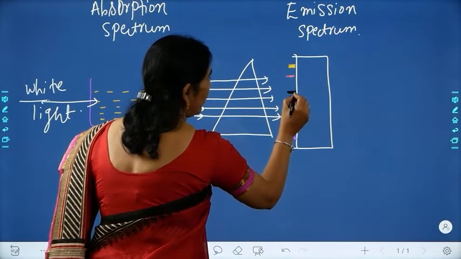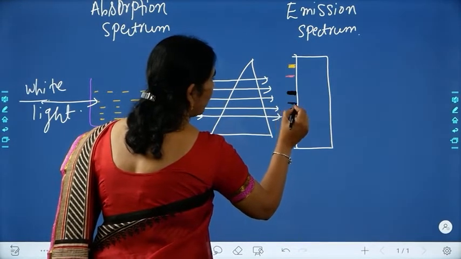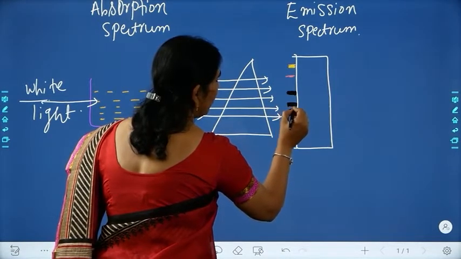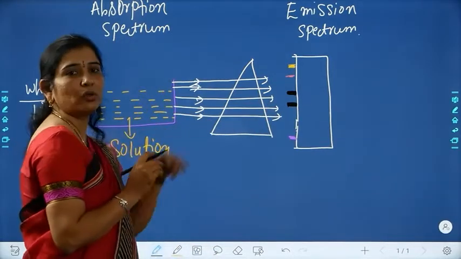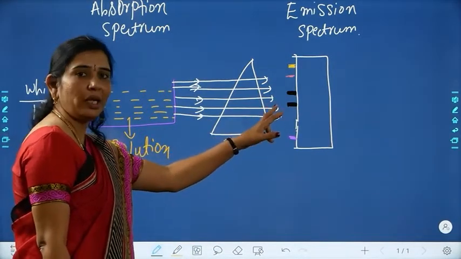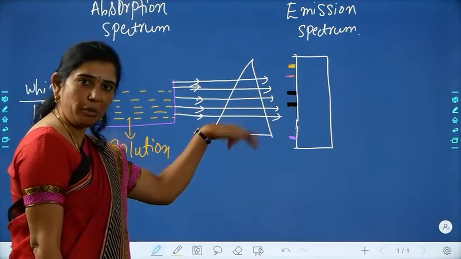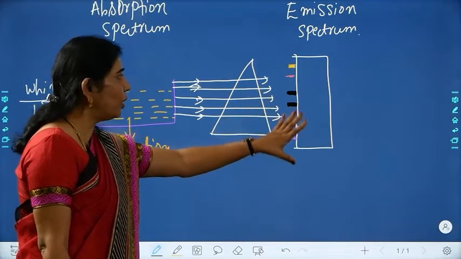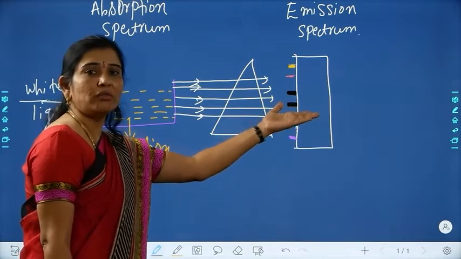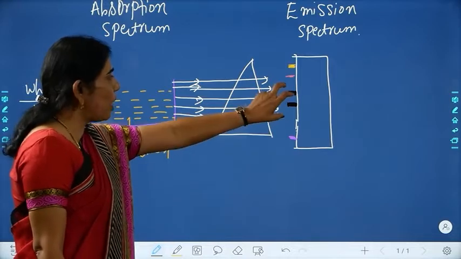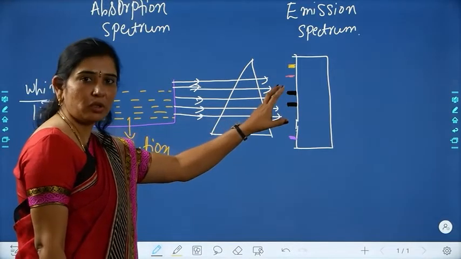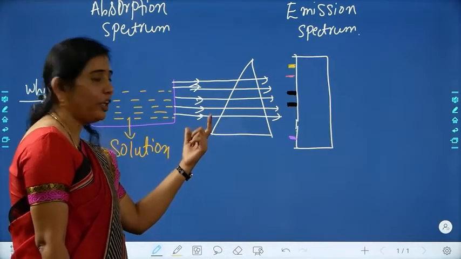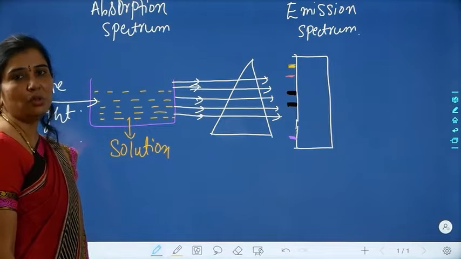So the wavelength which corresponds to that blue and green, what will happen here? There is a formation of black spots on the photographic plate where blue and green lights were supposed to be recorded, but they have already been absorbed. Thereby, in that place, what will happen? Some black spots are going to form on this colored background of the photographic plate. So, these black spots present on the photographic plate correspond to what? The wavelength of the light radiation which is being absorbed by the solution.